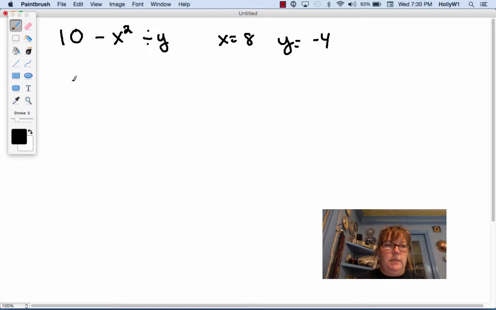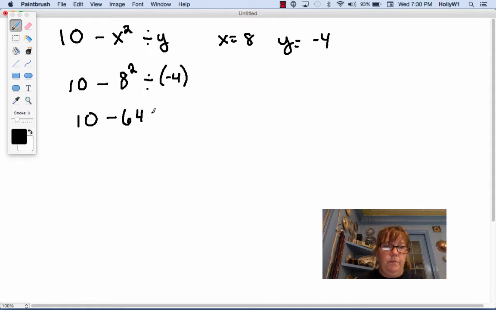So the 10 stays the same because that's not a variable, that's a constant. And x is equal to 8, so we're going to say x squared, and we're dividing it by y, and y is equal to negative 4. So now we have to think about order of operations, and PEMDAS says that we do parentheses first. Well, there's nothing really to do in the parentheses, and then we do exponents. So we say 10 subtract 8 squared, which is 64. We divide that by negative 4.